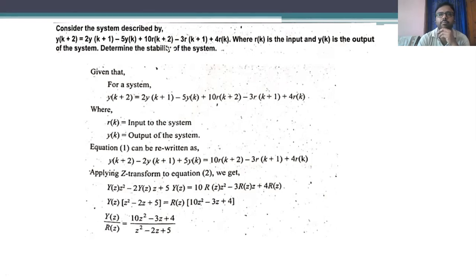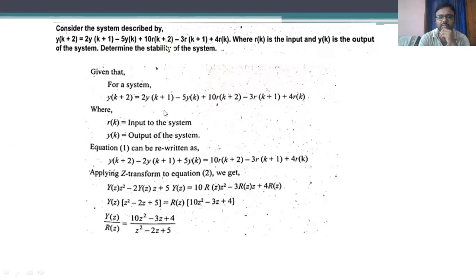That means with the application of the Z transformation, this difference equation is going to be converted into the transfer function. From the transfer function, we have to take the characteristic equation and determine the stability of the system. Okay, so this is the difference equation we are going to have.